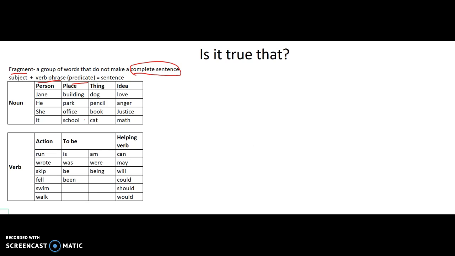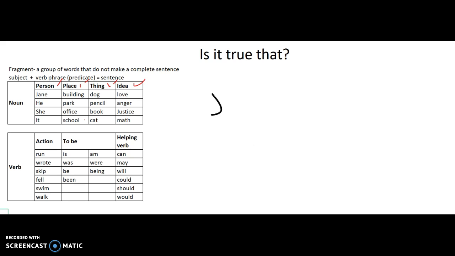A subject typically is what we call a noun. And there's 4 different types of nouns. It can be a person, such as Jane, he, she, a place, like a location, building, a park, an office. It can be a thing, such as a pencil, book, cat, or a general idea that cannot be seen, such as justice, anger, love. Okay, so let's start off by making a sentence.